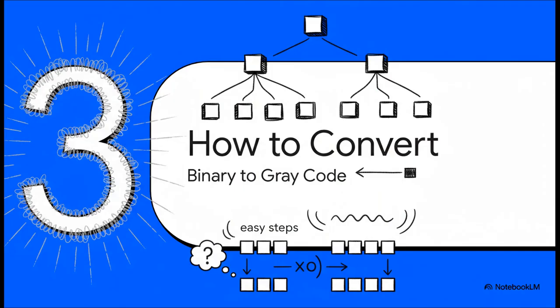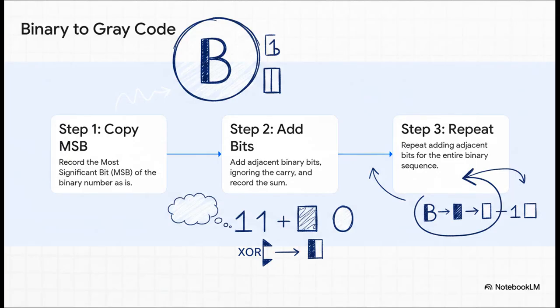Okay, so you're probably thinking, this is really cool, but how do we actually make these gray codes? Well, it's actually much simpler than you'd think. Let's walk through how it's done. It's just a few easy steps. All right, here's the simple recipe. First, you take the very first bit of the binary number. We call that the most significant bit, and you just copy it down. That's it. That's your first gray code bit.